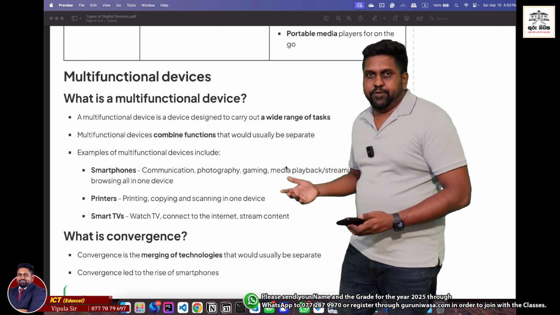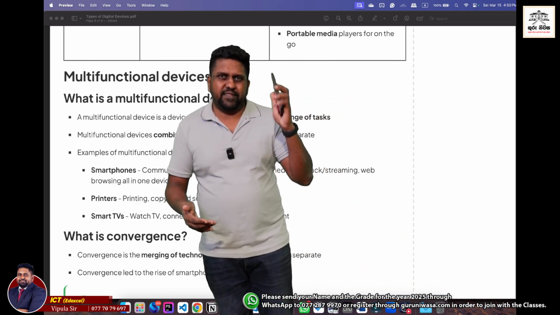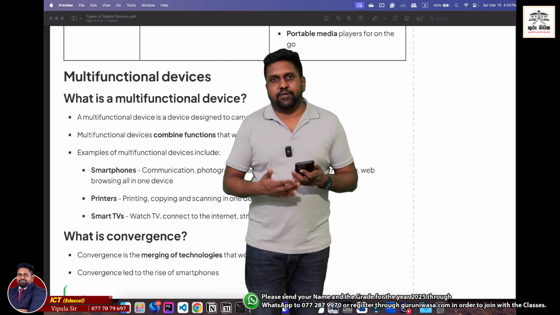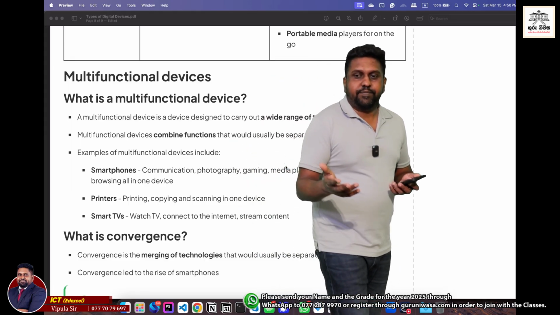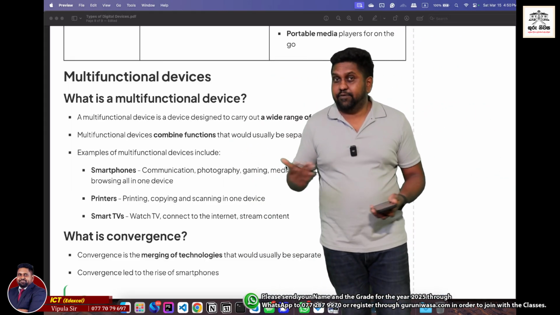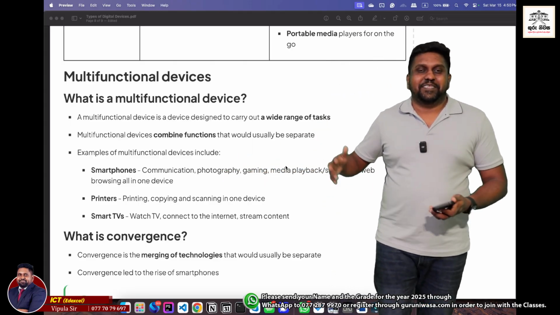Smartphones, we all know you can do lots and lots of different activities. As long as it can run software, you can do anything on it. Plus a printer. There are different types of printers where you can print, scan, copy, and do all this stuff. And smart TVs.